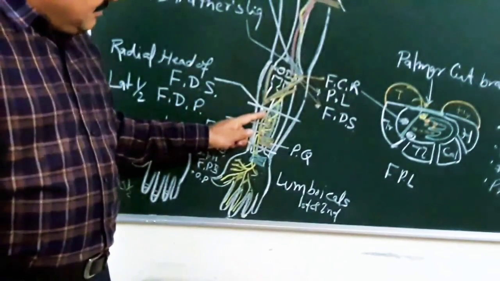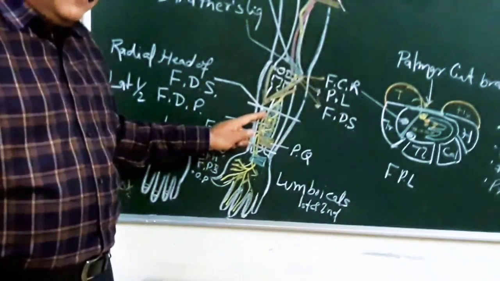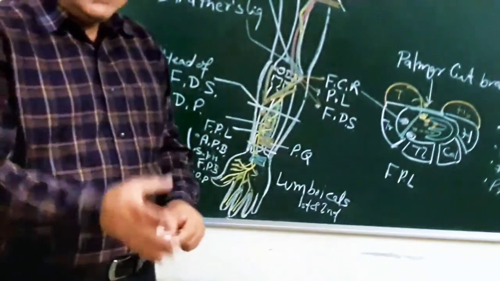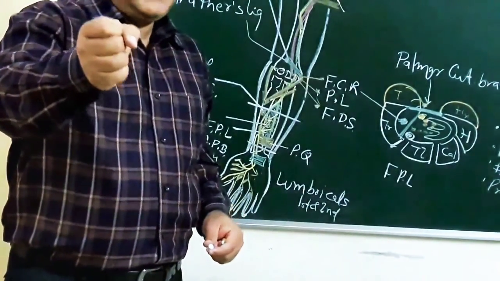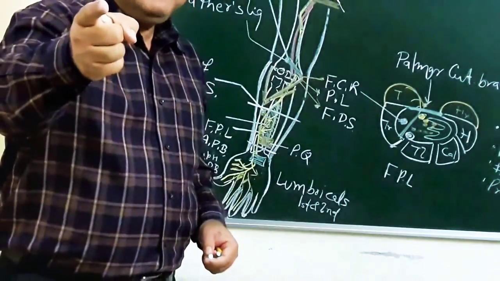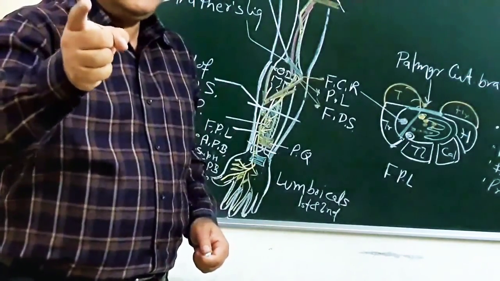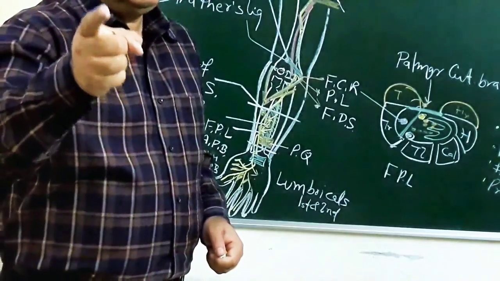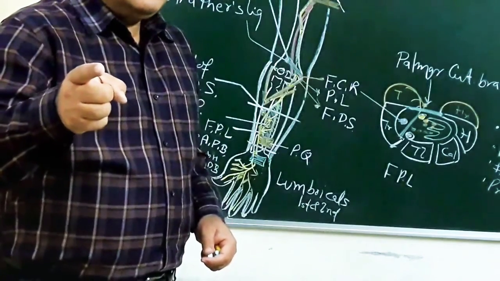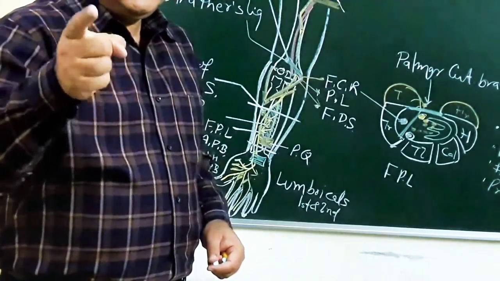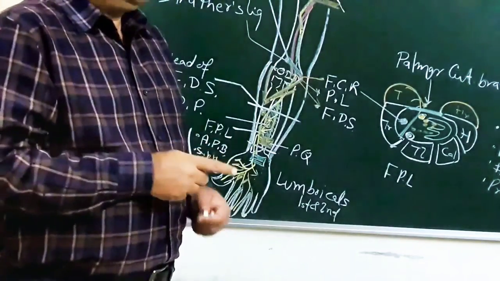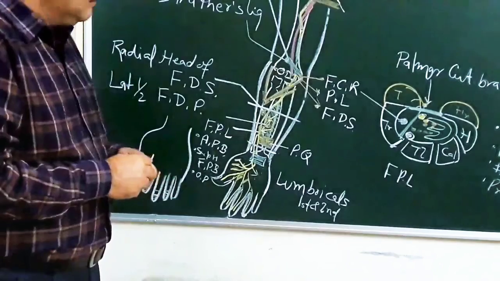If this part of the muscle is paralyzed, then what happens? If you ask the patient to clasp the hand, he cannot flex the index finger, and the rest of the fingers are flexed except the index finger. This is pointing index, or Ochsner's clasp hand. Ochsner's clasp hand or the pointing index.